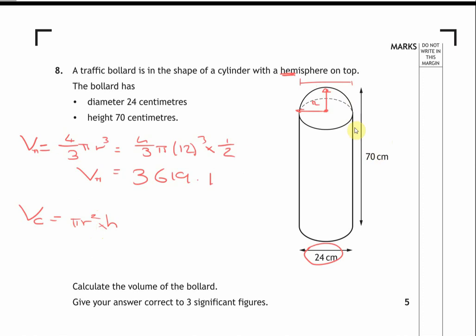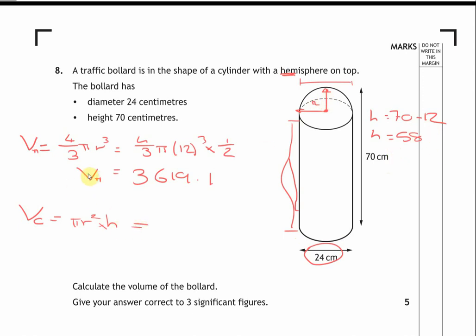So we need to take the radius of our hemisphere and minus it from 70, because that'll tell us what this height is, if I could draw a straight line. So what we would need to do here is say that H is going to be 70 minus 12. So H, the height of the cylinder, not including the hemisphere, is 58 centimetres.